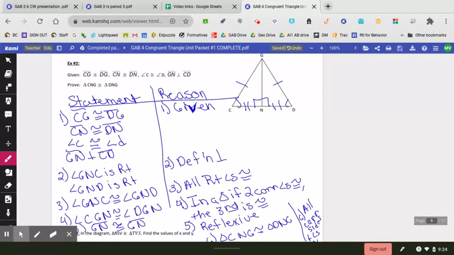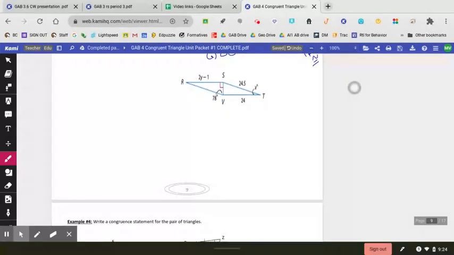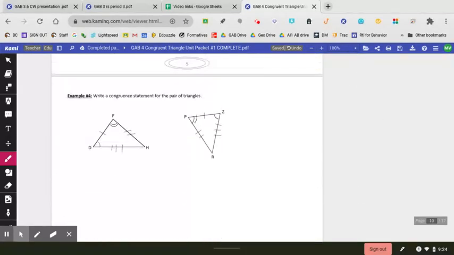I then said CGN is congruent to DGN because in a triangle, if two corresponding angles are congruent, the third is congruent. I know GN is congruent to itself because of the reflexive property. Here we go, way back from chapter 1. And now I know those triangles are congruent because all corresponding sides and angles are congruent. We have 2 more examples.